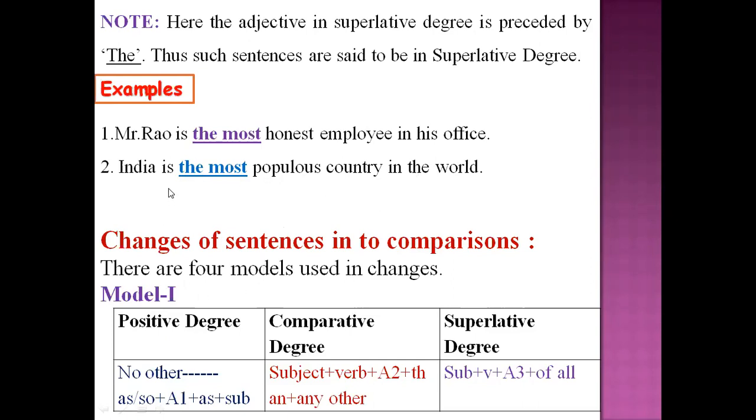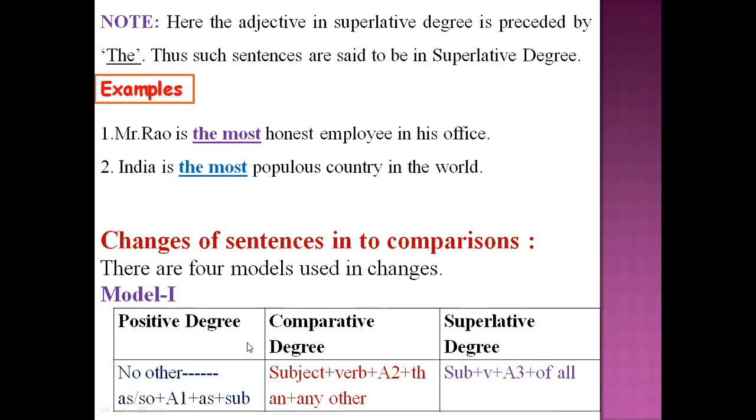Now, the definition of positive, comparative and superlative degrees is over. Now we are on changes of sentences in comparisons. Actually, there are four models used in changes. Now we are looking at model number 1. Actually, students, if you learn this table exactly, then we are able to change any sentences from positive to comparative, or from positive to superlative, or from comparative to superlative, or comparative to positive, etc. Now we look at model number 1, positive degree.